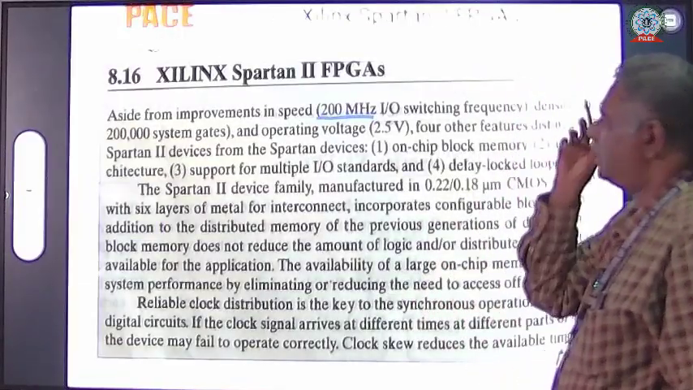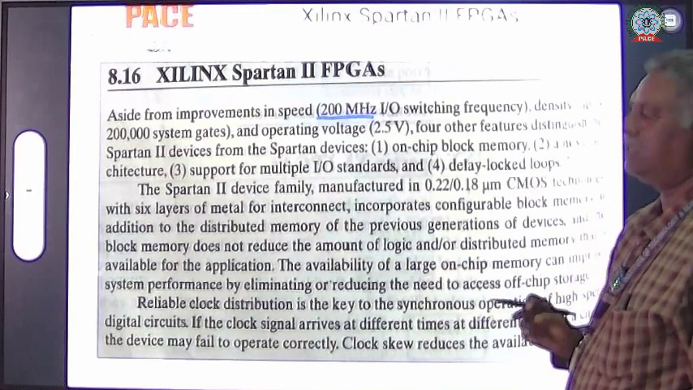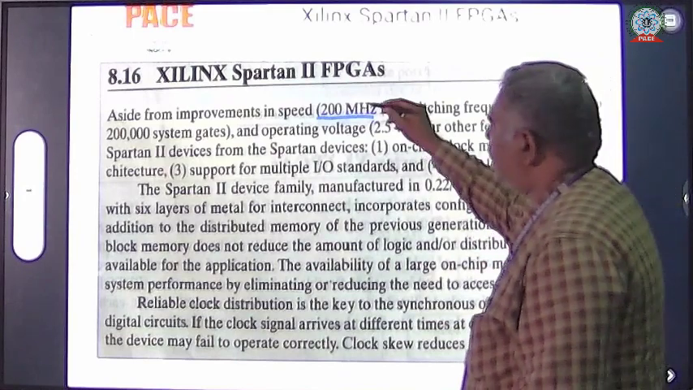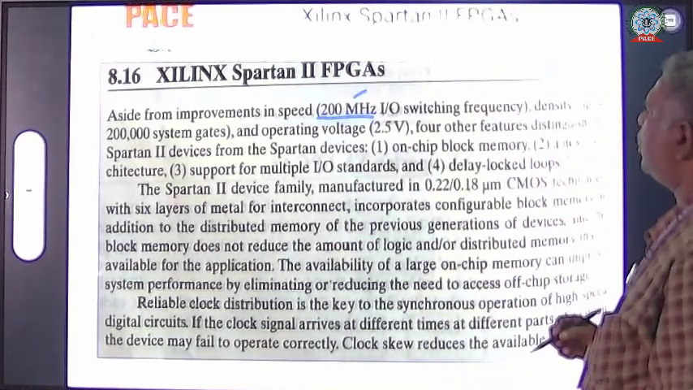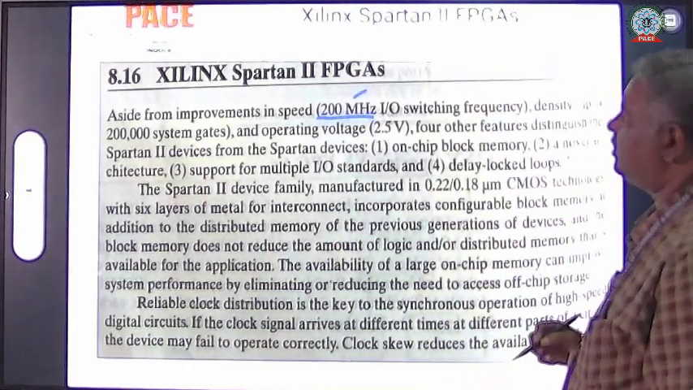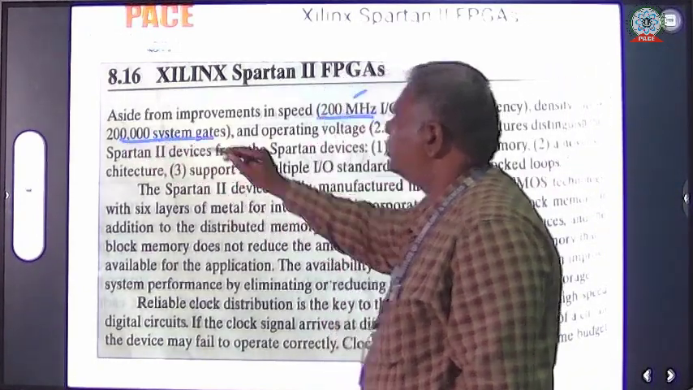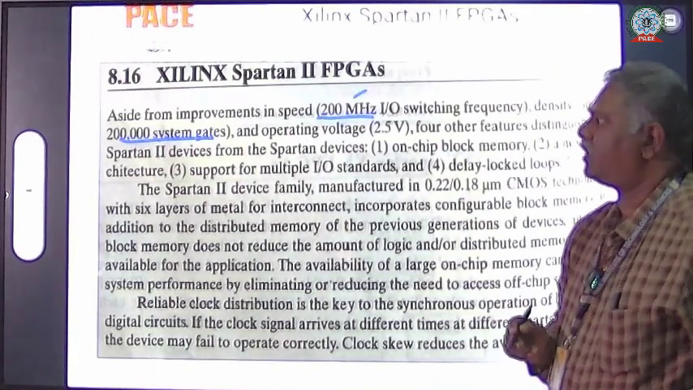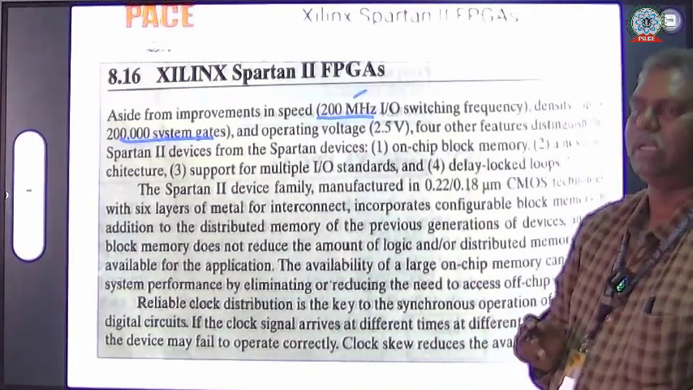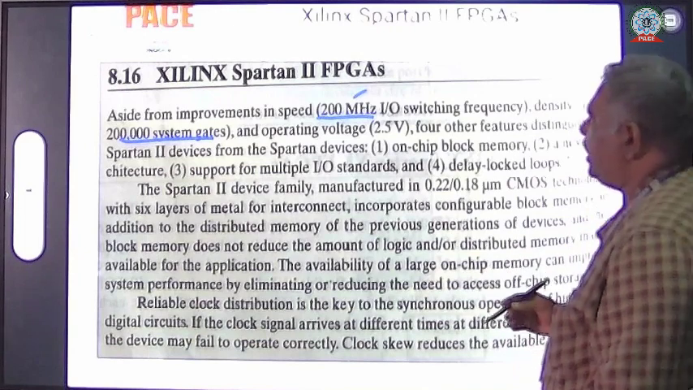Based on the frequency we are going to decide whether it is a speed or not. So here they are going to use 200 megahertz of input output switches. It is also one of the advantages, and 2 lakhs of gates they are going to use in a Spartan 2. That is one more advantage. If they use 2 lakhs of gates, automatically the storage is going to be increased.